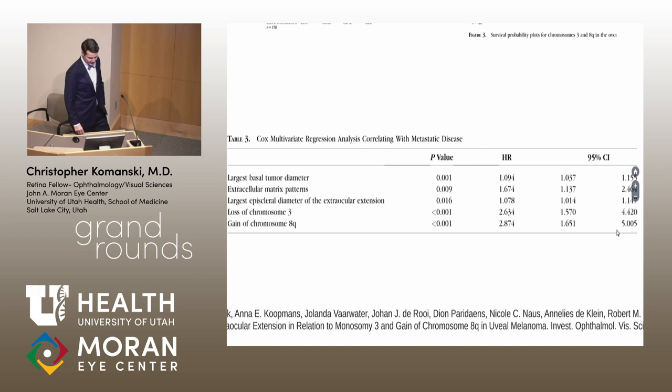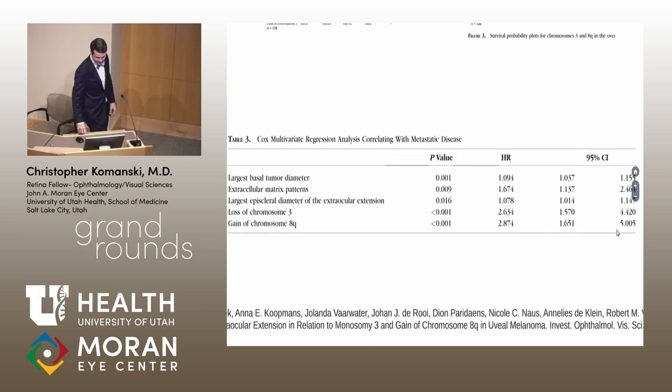And what this study was looking at is some of those basic characteristics of the tumor that you can get from ultrasound or from the biopsy, and then looking at chromosome 3 and chromosome 8q. And what I want to show is the hazard ratios. What you can see is that the hazard ratios are elevated for some of these characteristics that have been shown in other studies to predict metastatic disease. But when you look at the magnitude of the hazard ratio, these chromosomal changes are much, much more important in predicting metastatic disease.